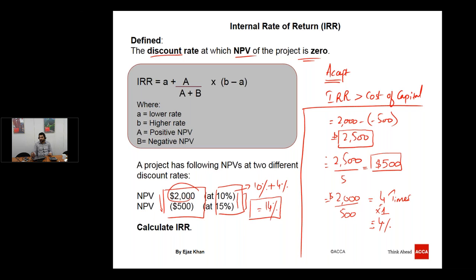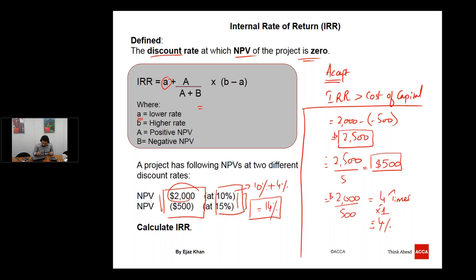Is it okay? So at 14%, our NPV will be 0. And this indicates the rate of return of the project, that is the IRR of the project. And let's now use the formula approach to calculate the IRR. And let's see if we get the same answer or not. Let's go back to the formula and see what these variables are.